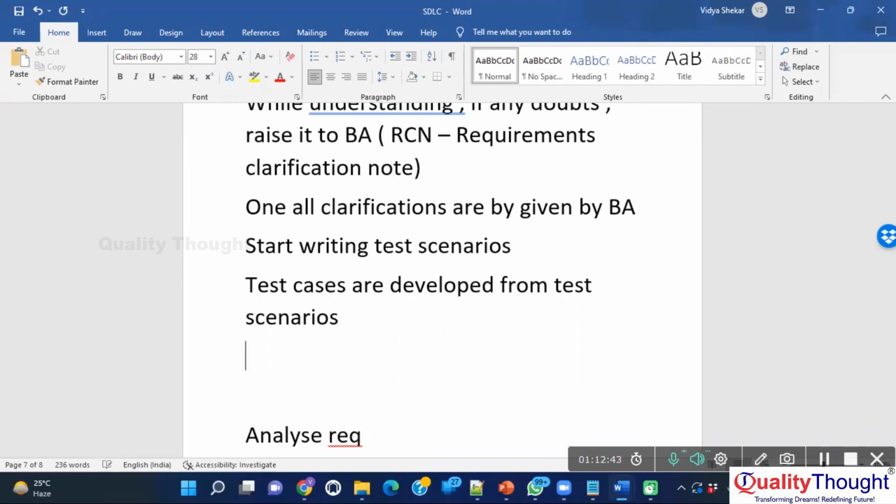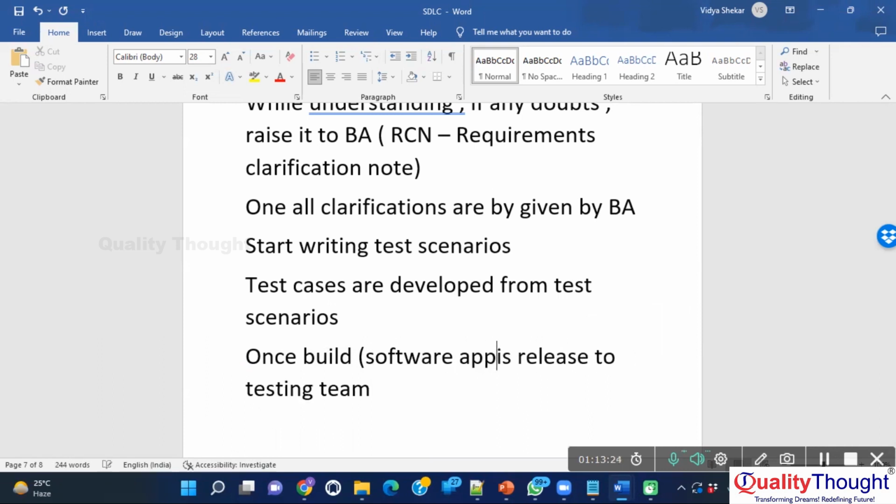Then you have to test the application, right? The application which you are testing is generally called a build. Once the build is released to the testing team, this is called the QA environment. It's not given to the client, right? This is generally called build 1, build 2, build 3. This is nothing but your software application which you are testing.